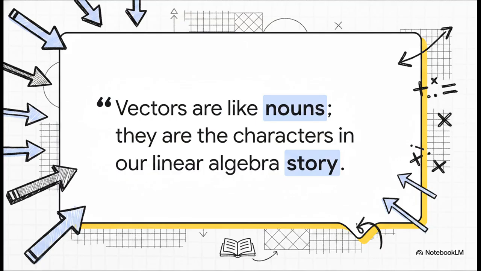Vectors are like nouns. They are the characters in our linear algebra story. It's such a great way to think about it, right? If the vectors are our characters, our nouns, then all the things we do to them, like addition and multiplication, those are the verbs. That's what makes the story happen.